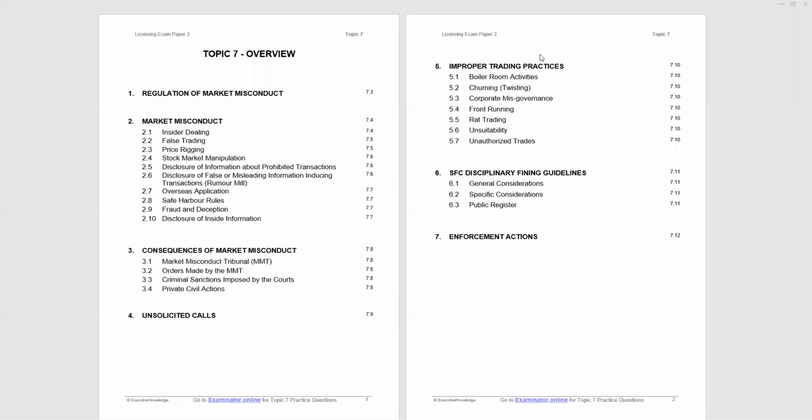Welcome to the short executive knowledge lecture on topic 7, paper 2 of the SFC licensing exams. This topic covers market misconduct and improper trading practices. Now, this was topic 9 at paper 1, and there is a great deal of overlap between the two. So if you've done topic 9 recently, paper 1, you will have covered a great deal of this.